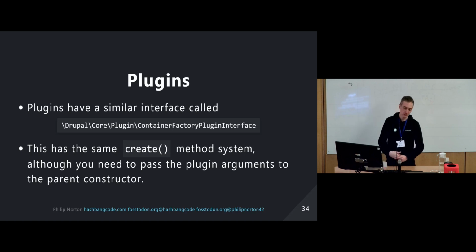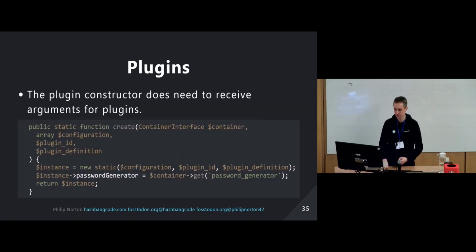So plugins are the same. Plugins you might use for Search API, and Views plugins also exist. You might have a migration handler plugin. So all those plugins use the same kind of mechanism, but in this case, they use this interface, the container factory plugin interface. It has the same create method, the same methodology of generating your objects. But in this case, you just need to be slightly careful.